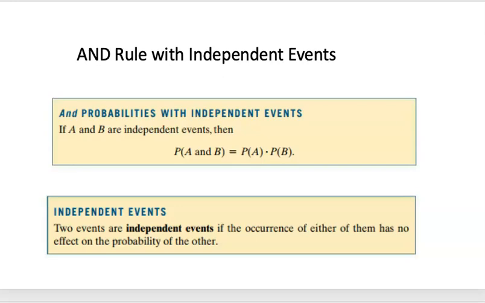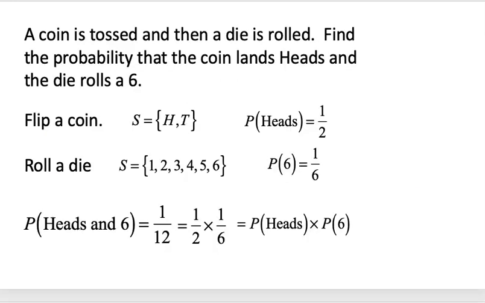So in the case of what we just did, what did we have? We had a situation where we rolled a die and flipped a coin. If the coin comes up heads, that doesn't change the likelihood of getting a 6. If the coin comes up tails, that doesn't change the likelihood of getting a 6. What happens on the coin flip has no influence on what happens on the dice roll. So if that's the case, the events are independent, which enabled us to say the probability of heads and 6 was simply the probability of heads times the probability of 6.